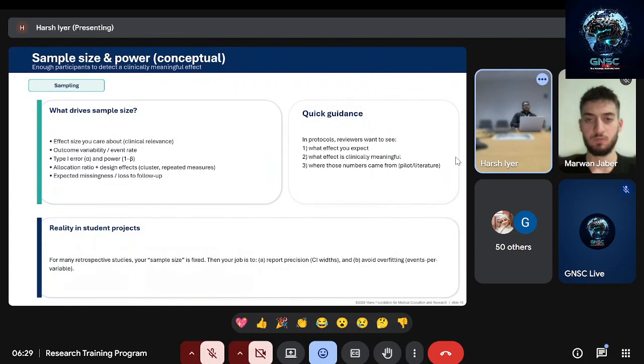It helps you reduce the type 1 error, which is a false positive or a false negative error, and also it helps you improve the power of your study and the thing that you're trying to establish with this study or with this project.